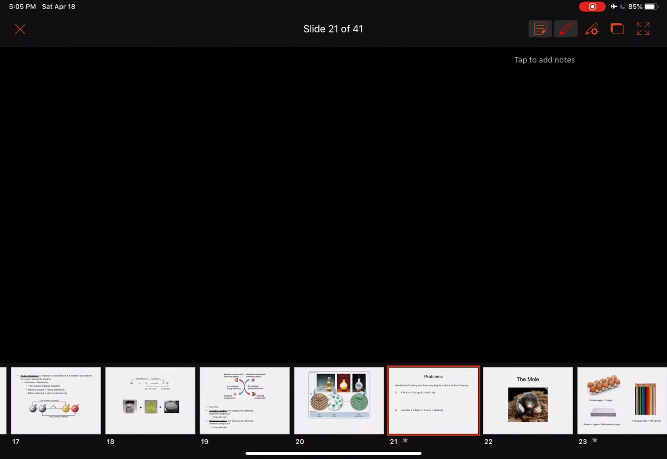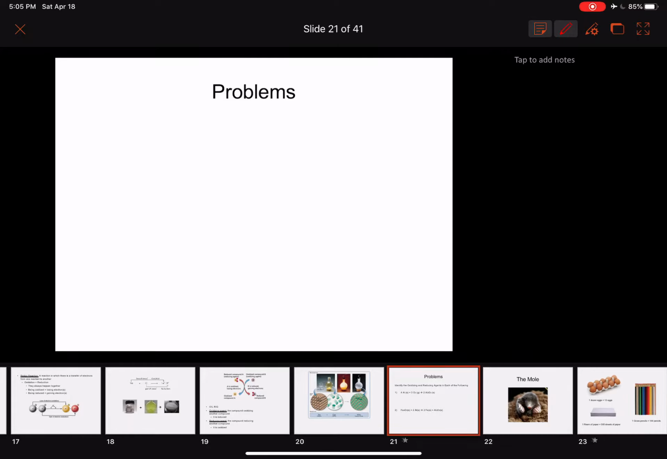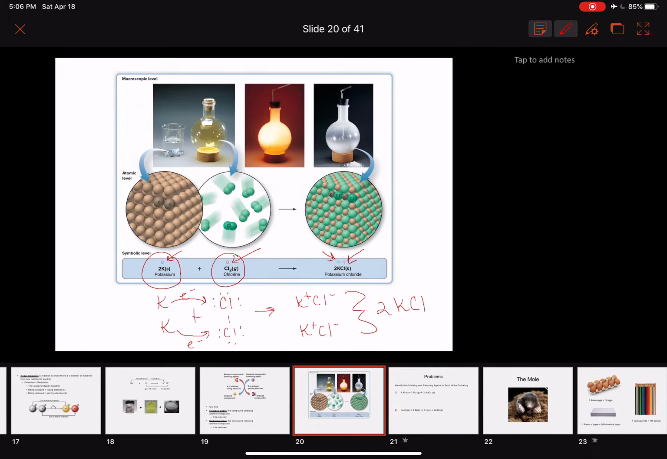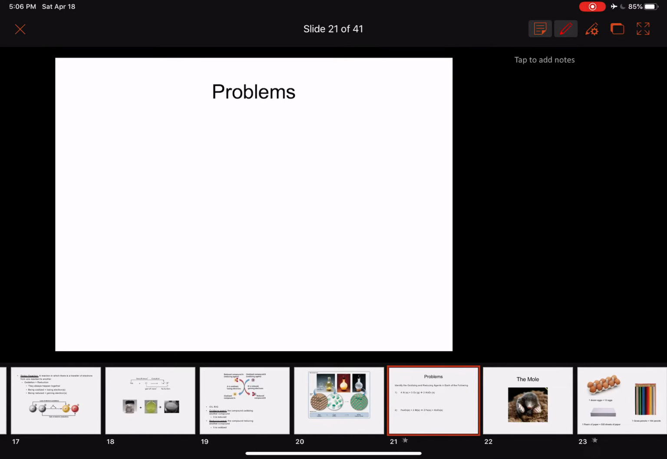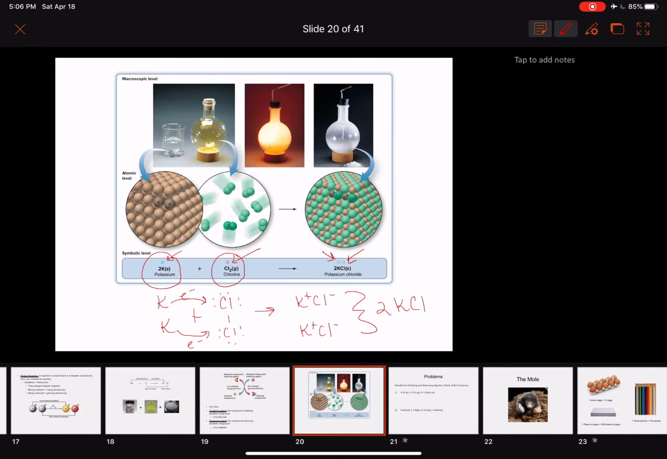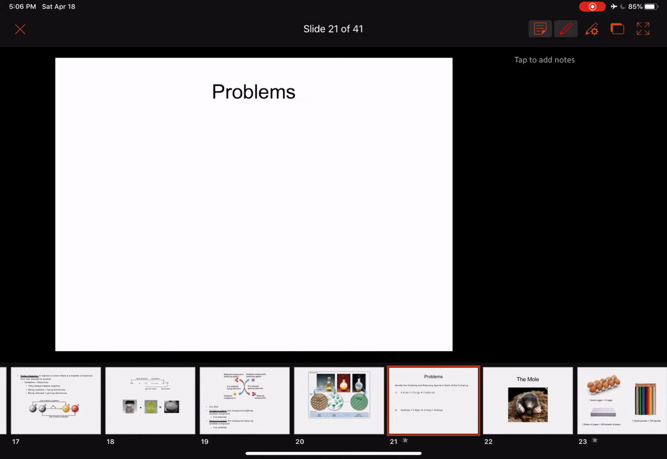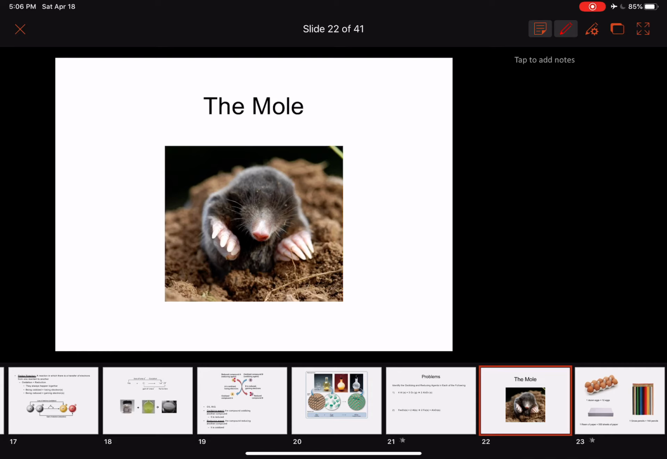Okay, so looking at our problems on this slide, the problems are not showing up for me on this slide. That is really weird. Let's see if I go back, and then I go back again. Nope, problems not showing up. Okay, so I guess we're going to have to do those problems on the next video. And on the next video, we'll also talk about the mole.